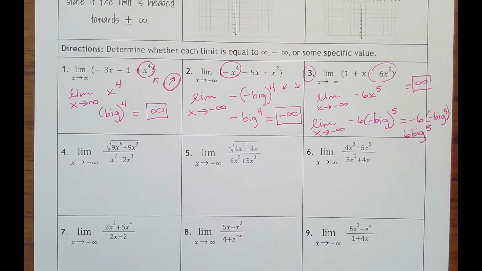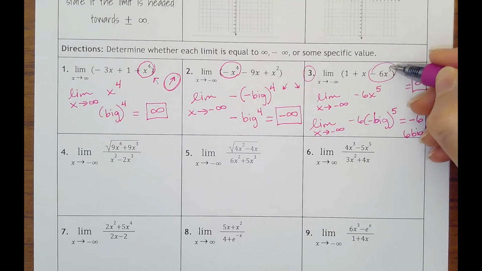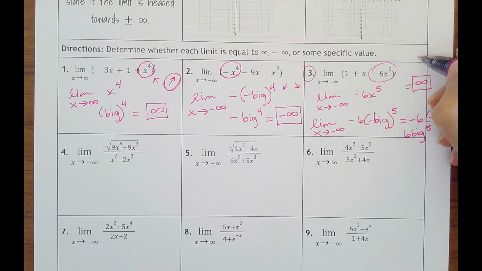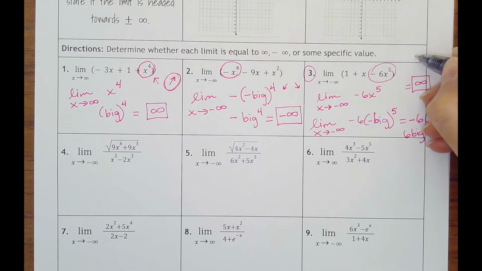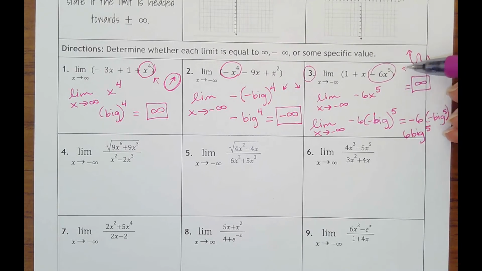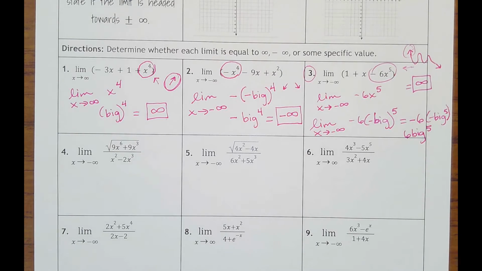the leading coefficient. And this follows our rules as well because it's an odd function and it is a negative leading coefficient, that means it's going to end going down, it's going to start going up. So it does something like this. So as we're going to negative infinity, we're going up to infinity.